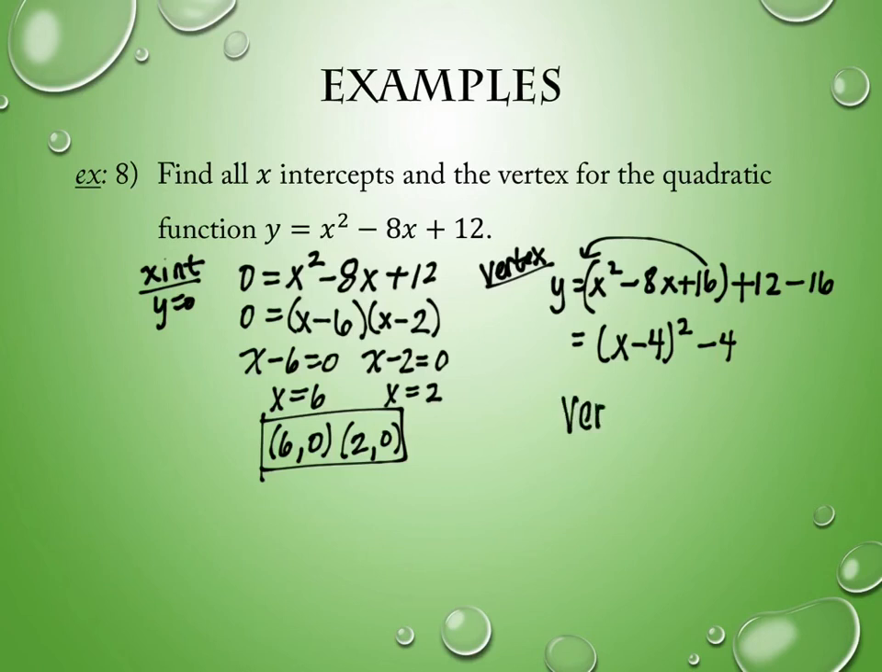Then the vertex is very nicely found by identifying it from the components of the addition or subtraction going on. The opposite sign of the part by x, so it's 4. The same sign from the value at the end, so my vertex is 4, negative 4.